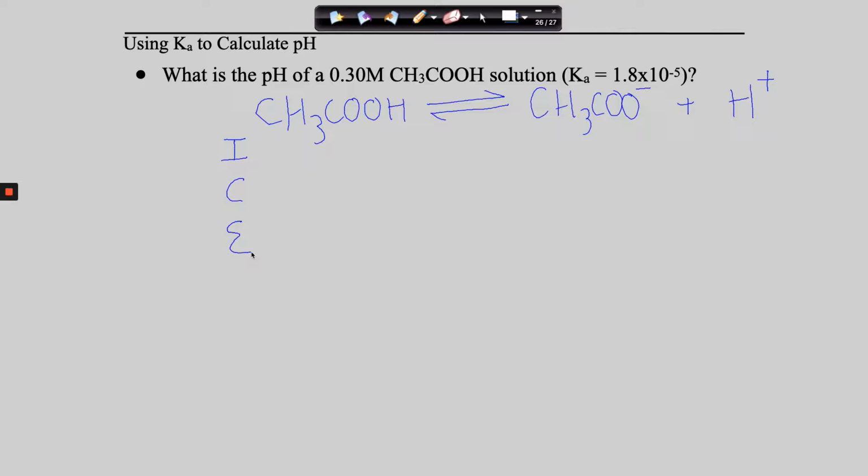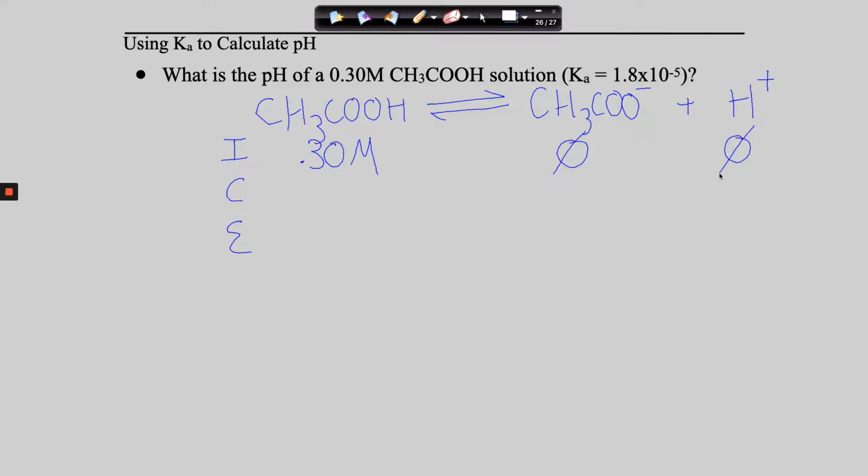So guys, what are we given? Where does the 0.3 molar go? Concentration of this guy, initial. 0.30 molar. What else are we given? Nothing. Everything else is us trying to make sense of this.